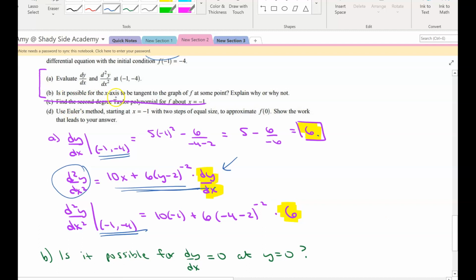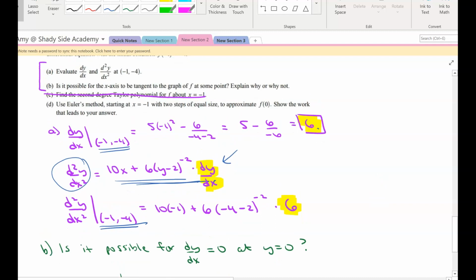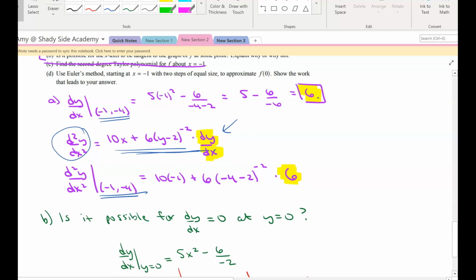B, I love question B. It says, is it possible for the x-axis to be tangent to the graph of f at some point? Explain why or why not. And all I did here to make this more clear to me, aka you, is really the question's asking, is it possible for the slope of the line tangent to the function to equal 0 at y equals 0, and y equals 0 is nothing other than the x-axis, correct? And if this horizontal line, the x-axis, is tangent to this function, then at that point of tangency, dy/dx would equal 0.